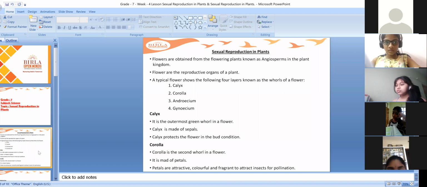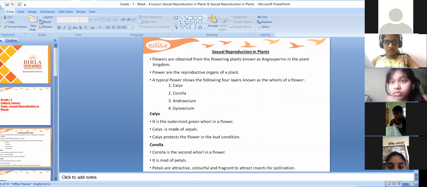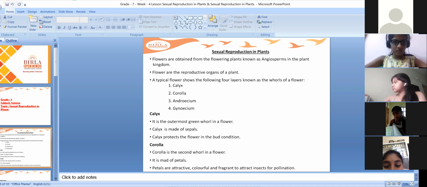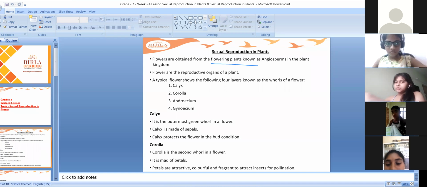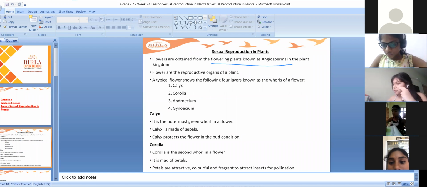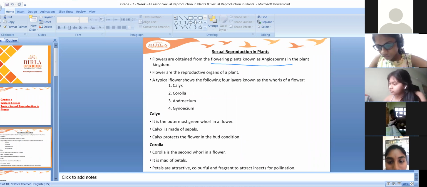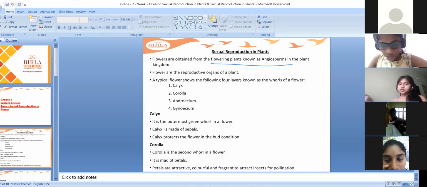Children, you can just underline it. The flowering plants are known as angiosperms.